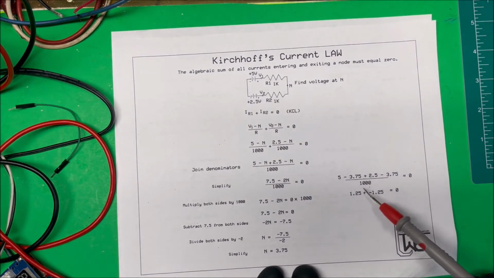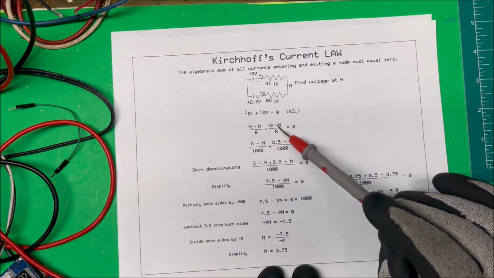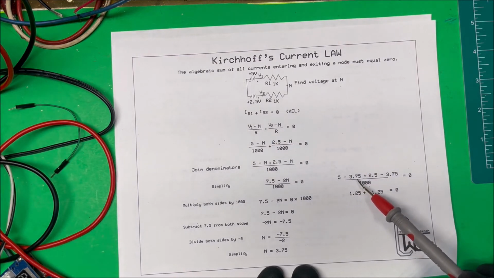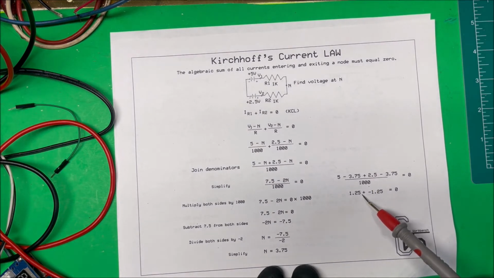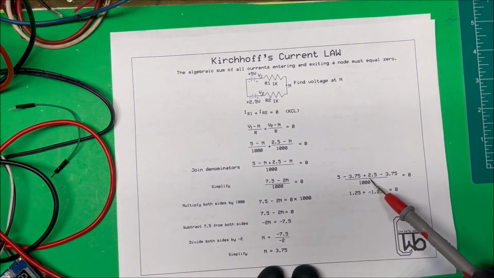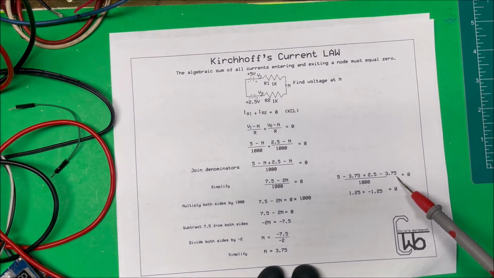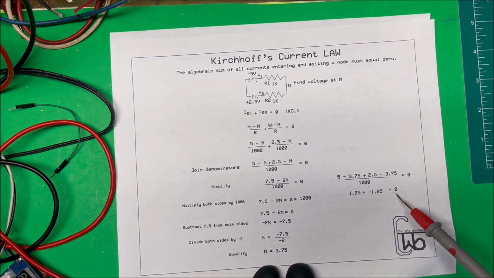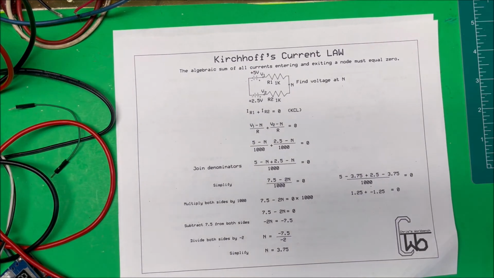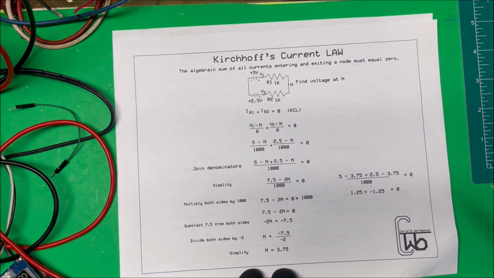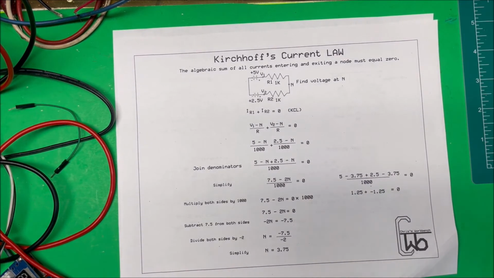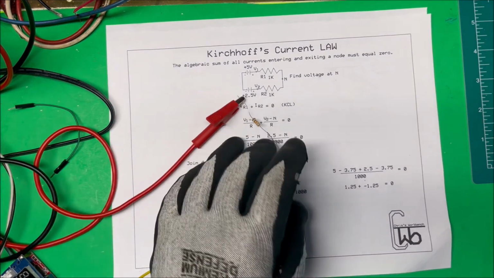And if we put that back into this formula here on n, we have our 5 minus 3.75, which is 1.25, and we add that to our 2.5 minus 3.75 volts. That's going to be a minus 1.25, so that's going to be equal to 0, and so whatever we divide into that is going to be 0. So that's how we do the math for it, but we're going to see if it actually works.